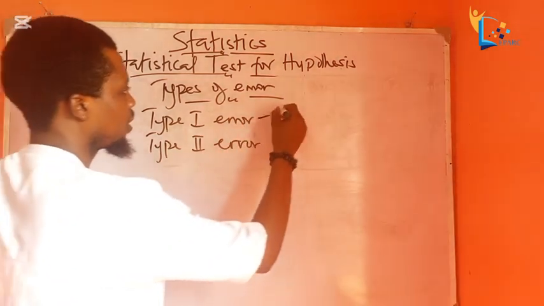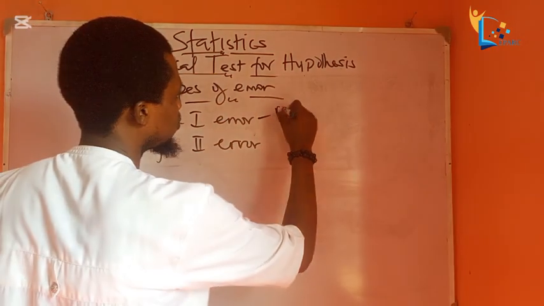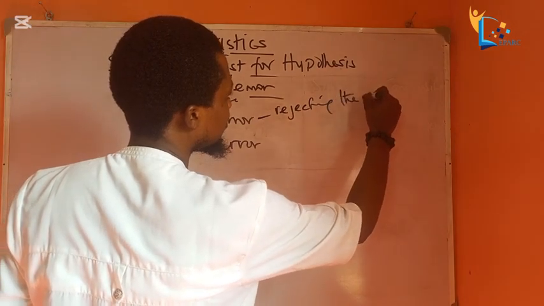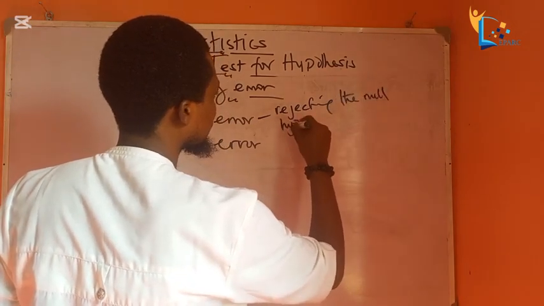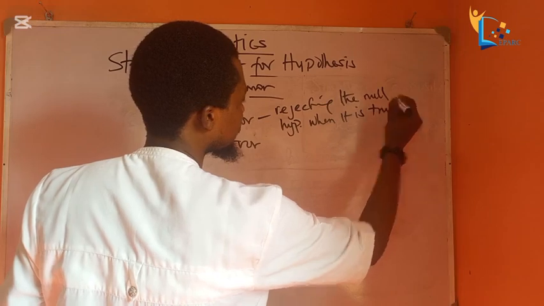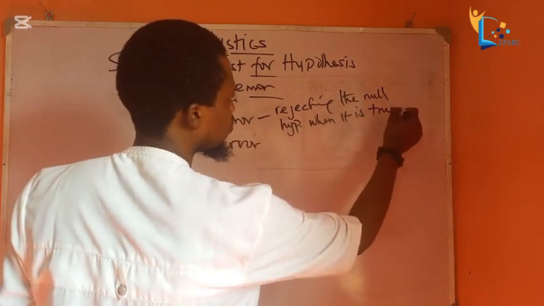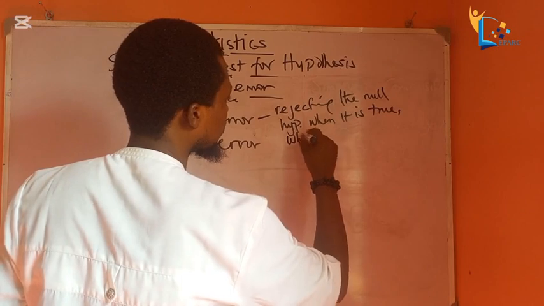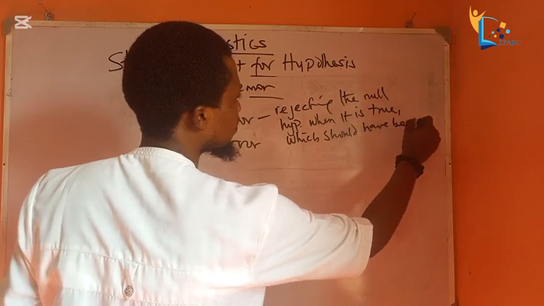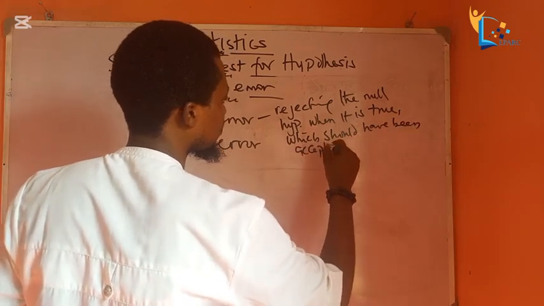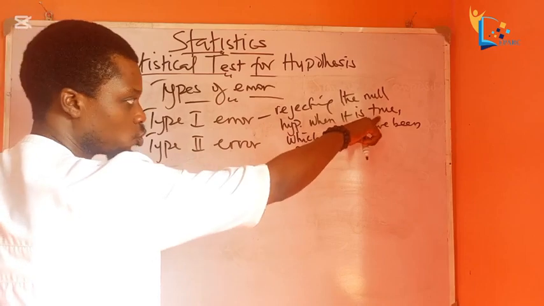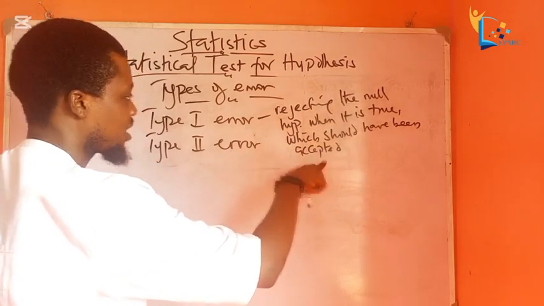This is what we mean. Rejecting the null hypothesis when it is true, which should have been accepted. When a statistician rejects the null hypothesis when it is true, which should have been accepted, he has committed a type 1 error.